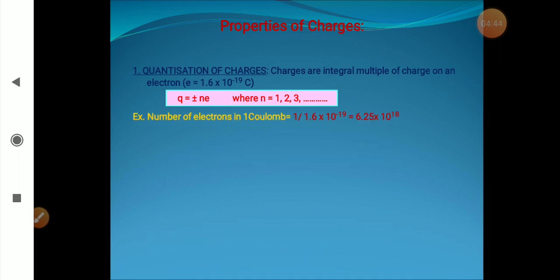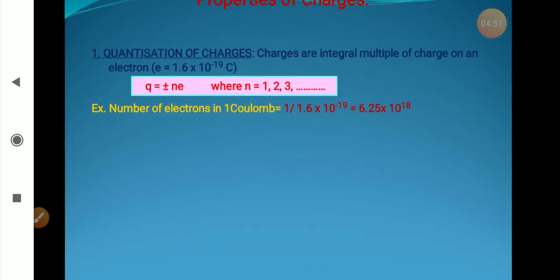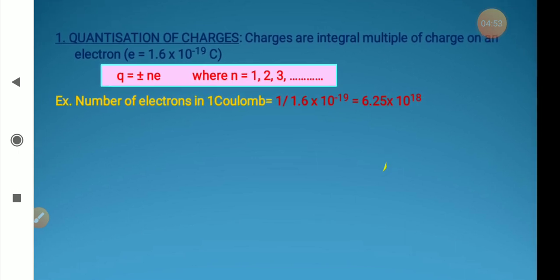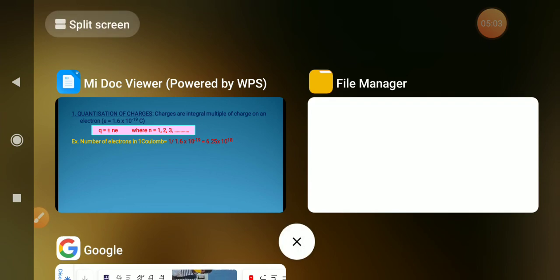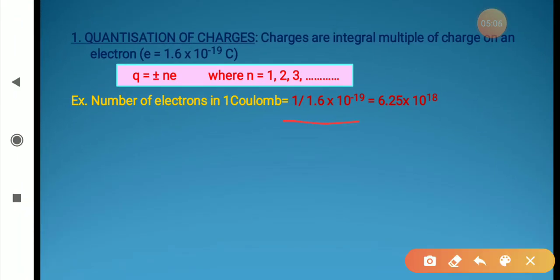Okay, one interesting example. Now let's see how many electrons are present in 1 Coulomb of charge, which is SI unit of charge. So in 1 Coulomb, we will have 1 upon 1.6 into 10 raised to the power minus 19 electrons. So this number is 6.25 into 10 raised to the power 18 electrons. So this is a huge amount of charge. That is why we use smaller multiples of Coulomb like millicoulomb, microcoulomb or nanocoulomb.